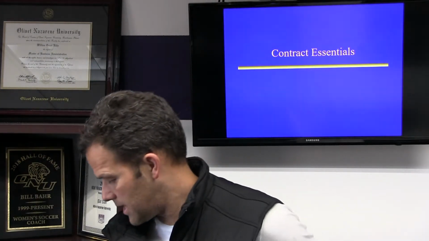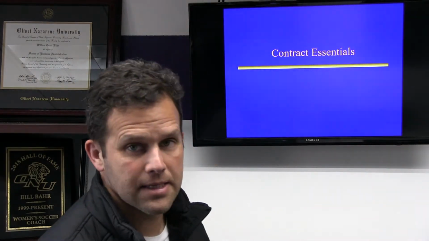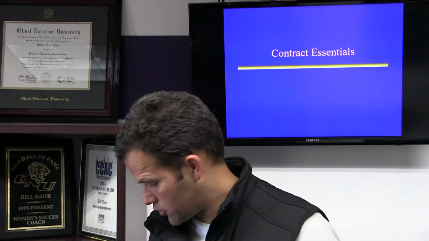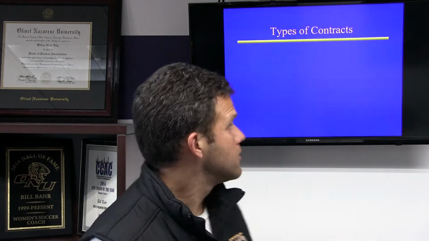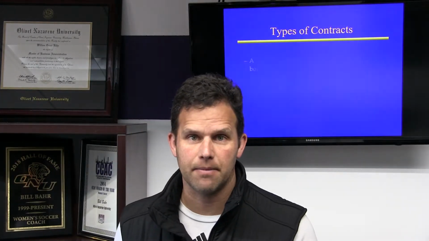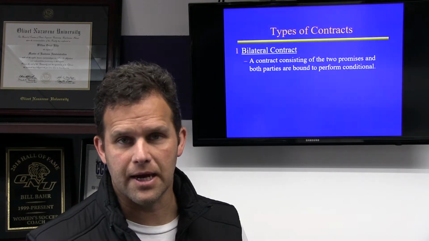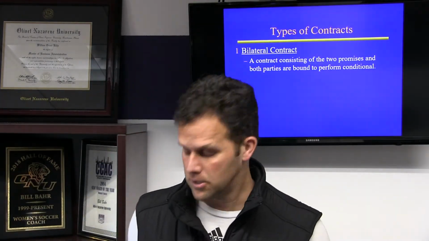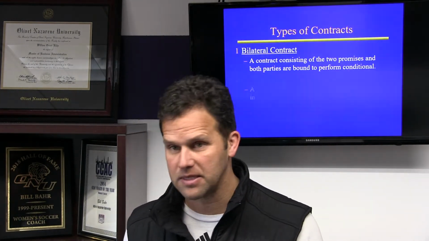Okay, so today we're going to be talking about contract essentials, all the essential components that are involved in a contract. First of all, let's talk about types of contracts. You have a bilateral contract, which is a contract involving two promises, and both parties are bound to perform conditions on those promises.